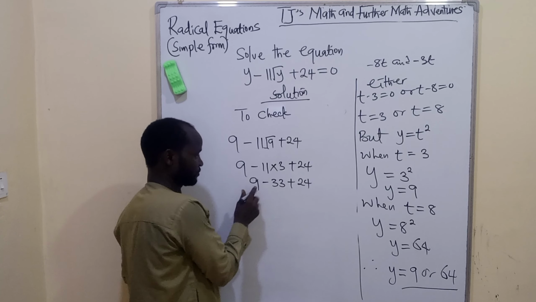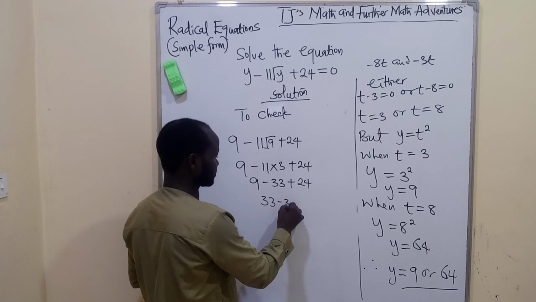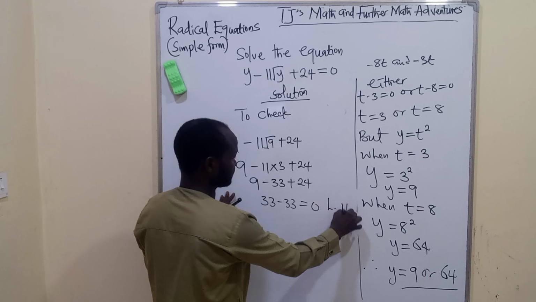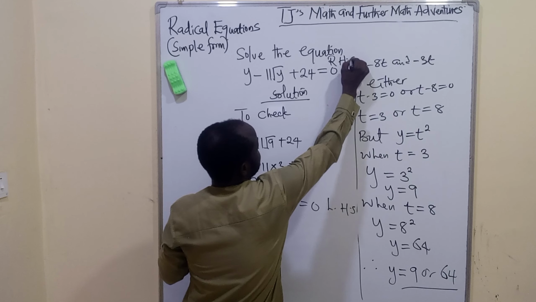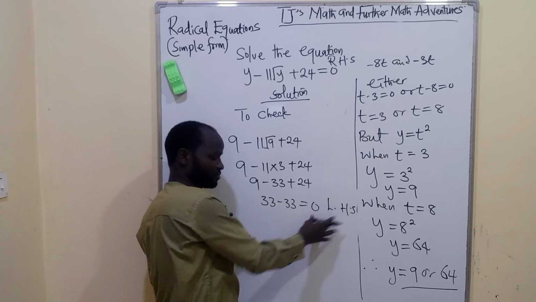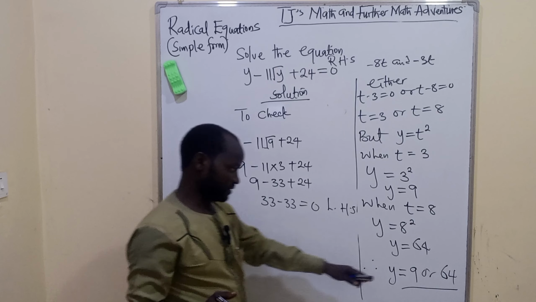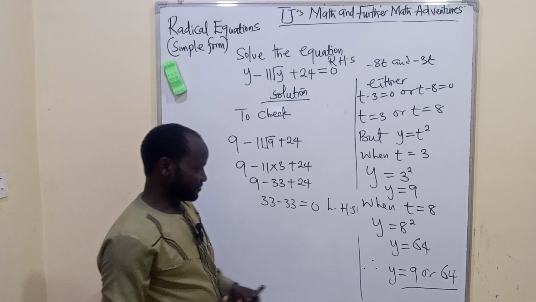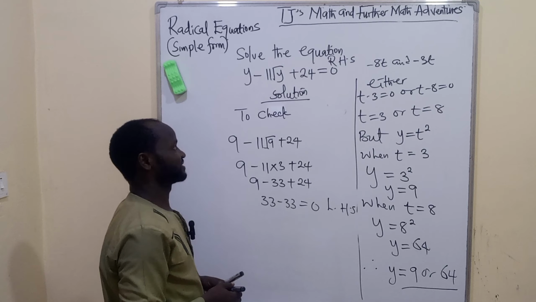Let's add. We can say 9 plus 24, that will be 33, minus 33. That's equal to 0. So this is our left hand side, and this is our right hand side here, which is 0. So the left hand side is equal to the right hand side, meaning truly, one of the values of y is 9. We can as well check for 64 if we want. It will still give us the same thing.